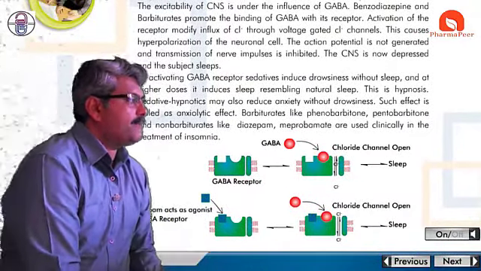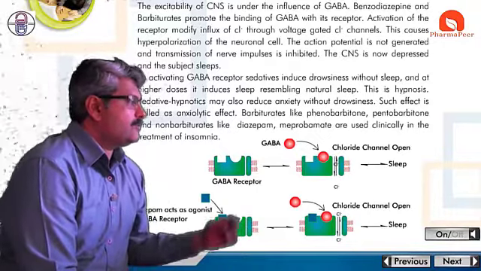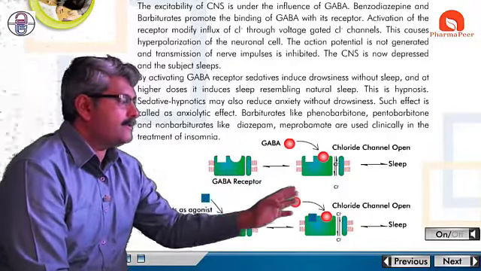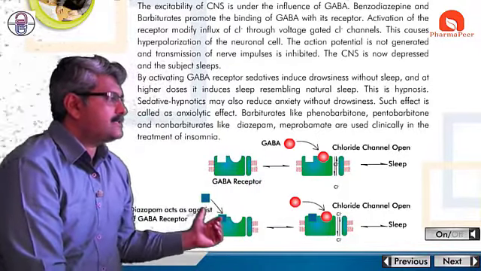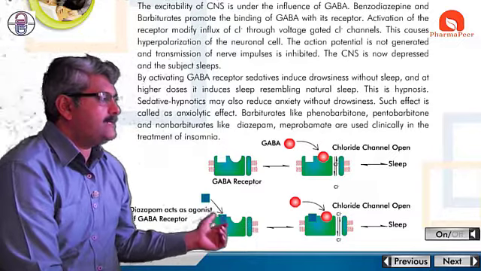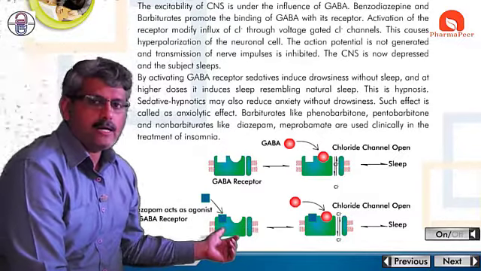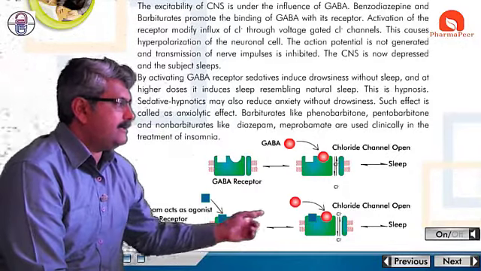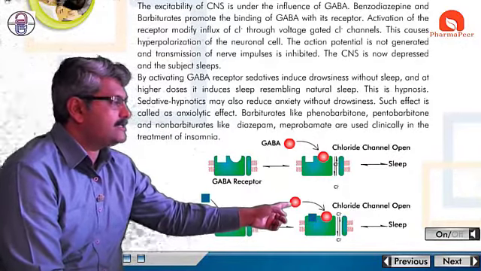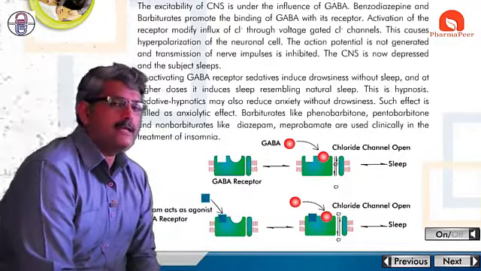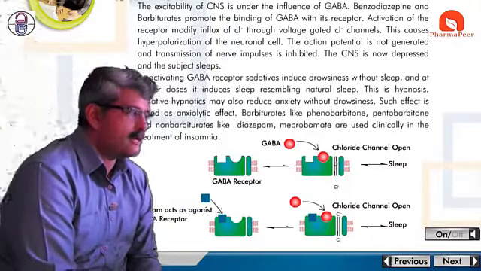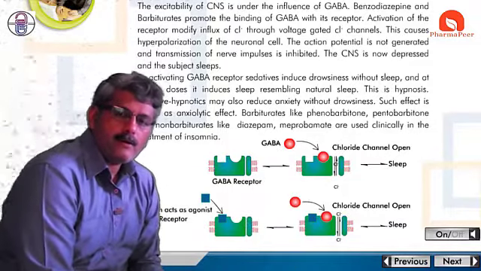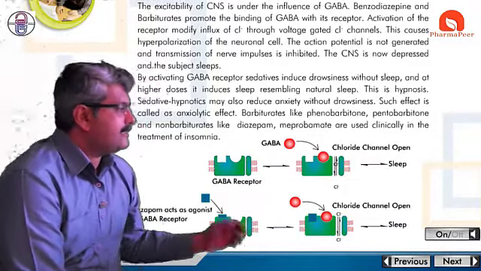But what happens when the patient is in insomnia? These chloride channels are not open. Why? Because GABA is not binding. Here, drugs like diazepam bind with the GABA chloride channel receptor, and it induces the binding of GABA to the GABA sites. Due to the binding of GABA to the GABA site, the channel opens and chloride ions enter inside the cell and sleep is induced.